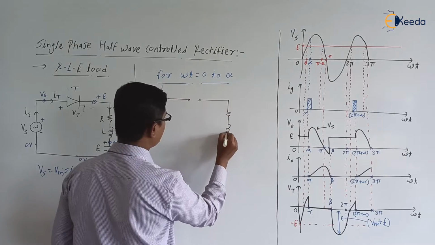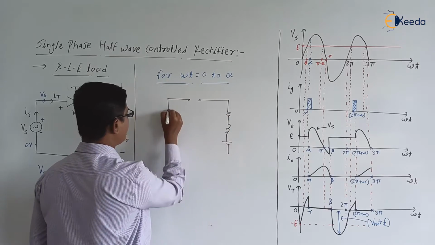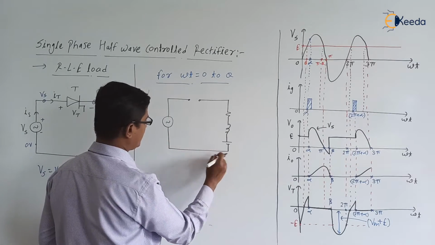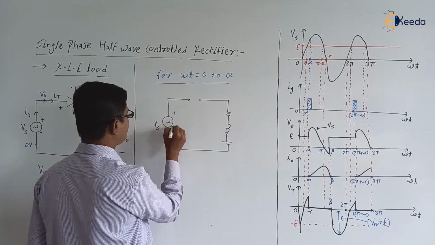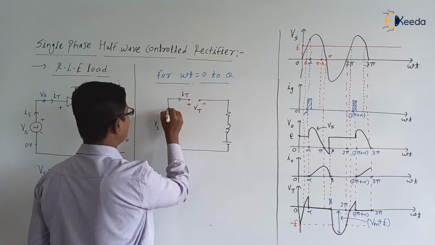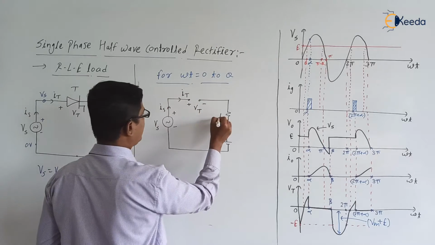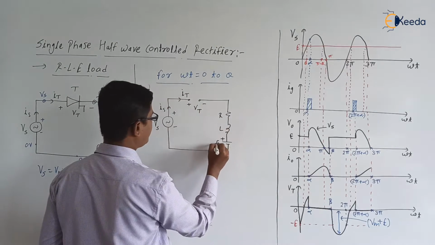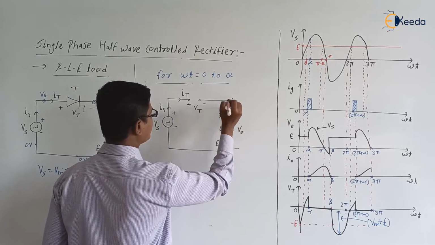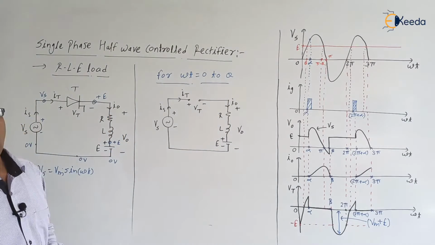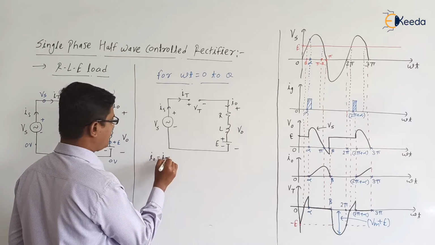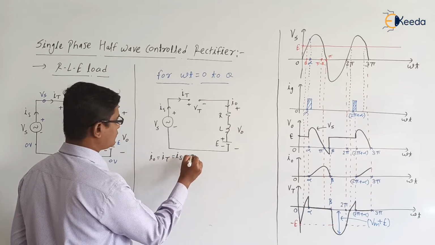Load is R, L, and here it is E, and this is the supply voltage we are having. So this voltage is Vs, plus minus here. This is Vt. This current is It. Here it is Is, and here it is R, L, and E. This is V0 and current is I0. Okay, so SCR is in the off state. So what is I0? Yes, I0 is equal to It is equal to Is is equal to 0 ampere.